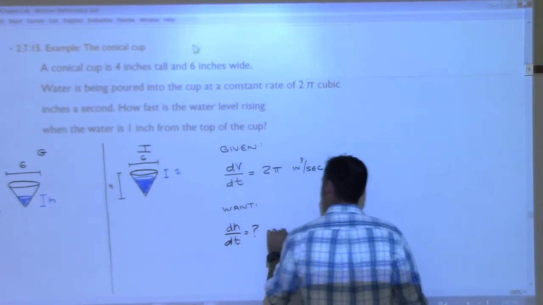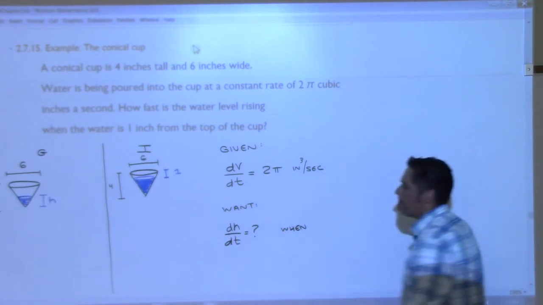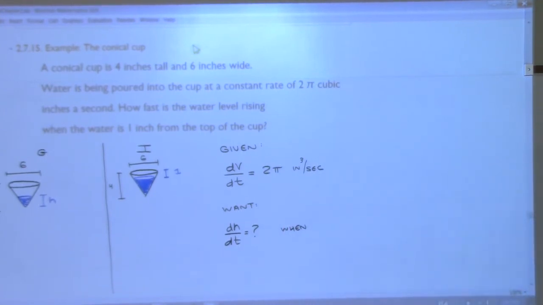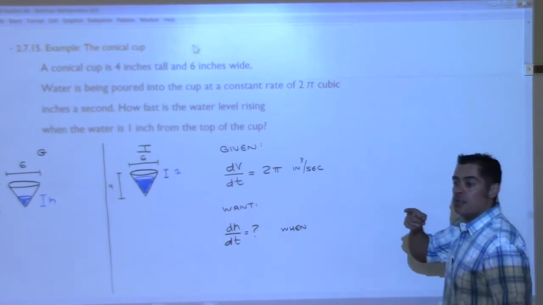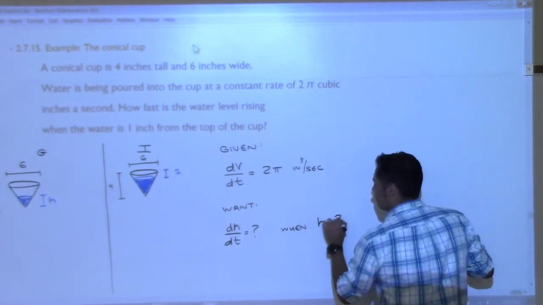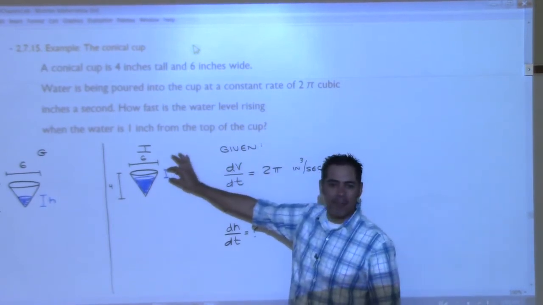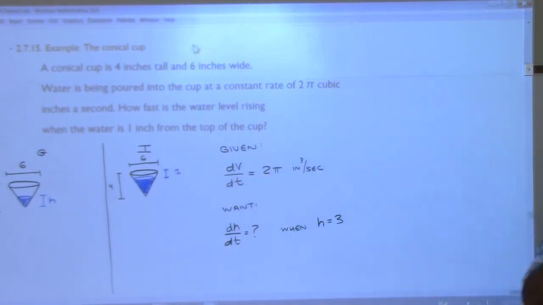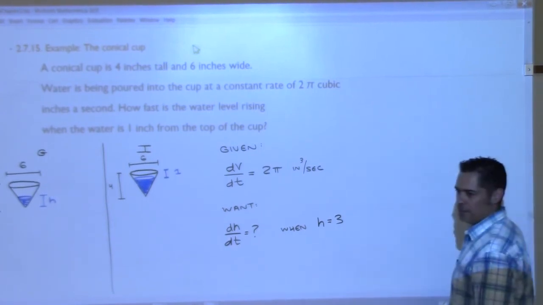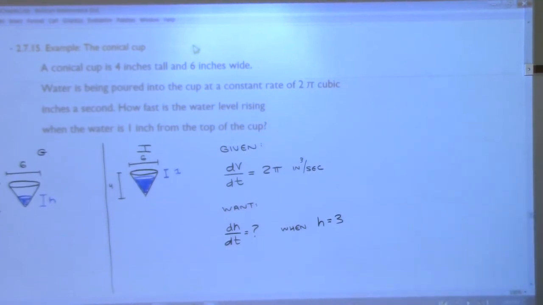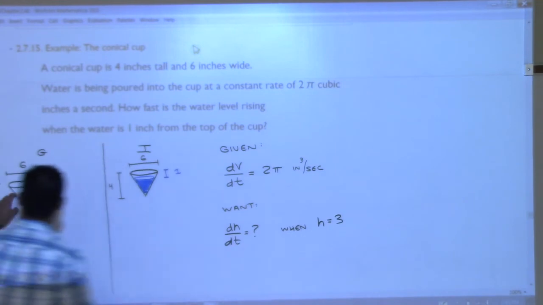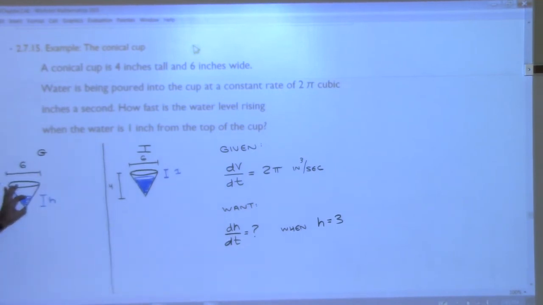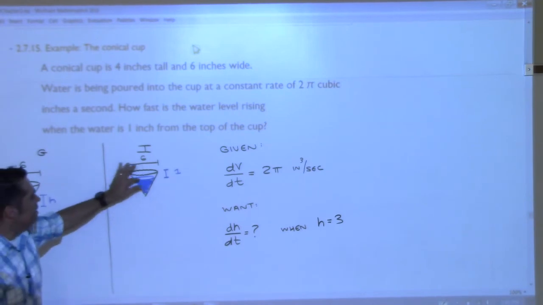And when is it that we want that? When H is 3. Right? Instead of saying 1 inch from the top, equivalently we could say 3 inches high, right? Because the cup is 4 inches. Understand? H is the height of the water level. That's all H is. It's how high the water is in our cup. I want to know how fast the height is changing at the instant that the height is 1 inch from the top.